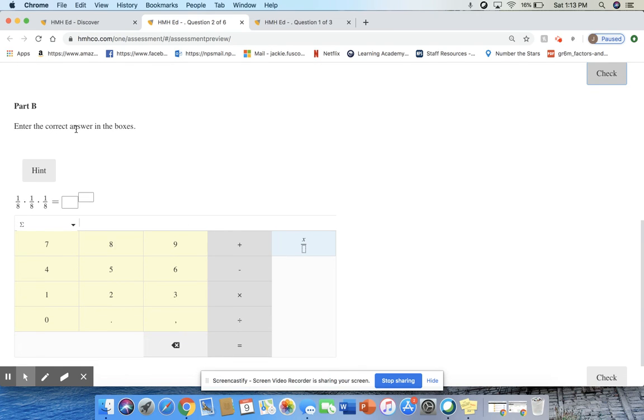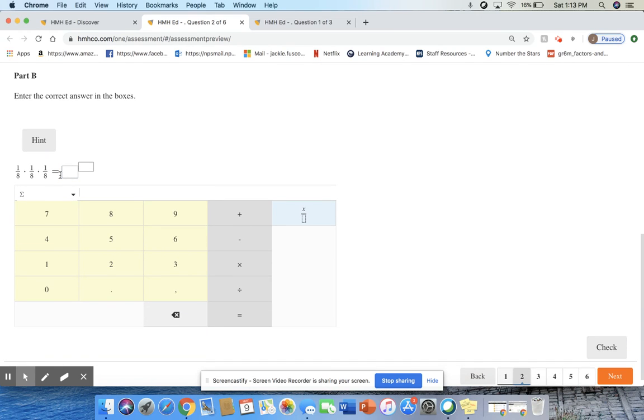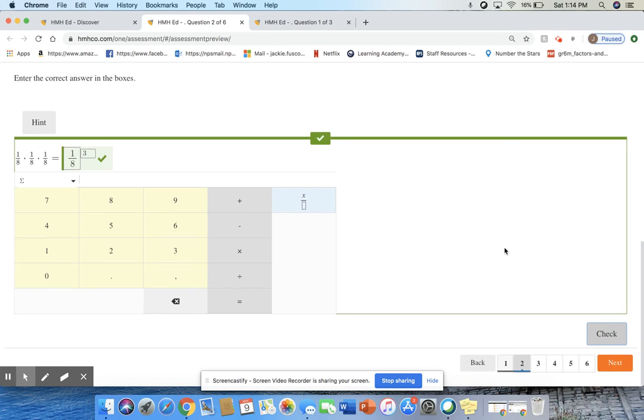Part B says, enter the correct answer in the boxes. Now, although it's fractions, the same rules apply. Okay, so 1/8 is being multiplied. My factor is 1/8. So that's still going to be my base. Now to make it a fraction, I need to use this tool over here. See how it has the fraction? So 1/8 is the number being multiplied. And how many times is it being multiplied? 3 times. So nothing changed. It still wants a base and an exponent. So even though it's a fraction, that's all you got to do.